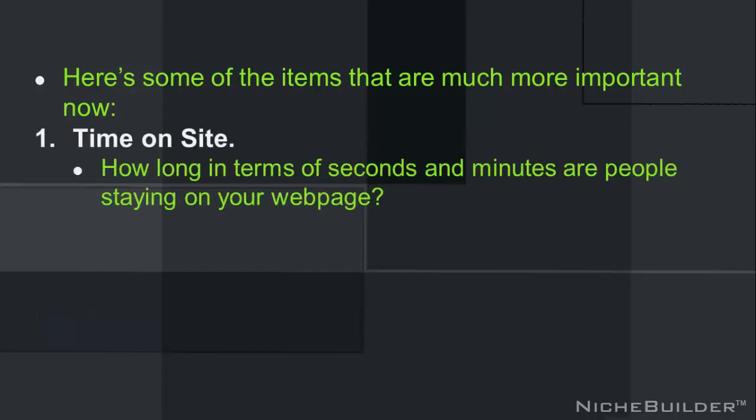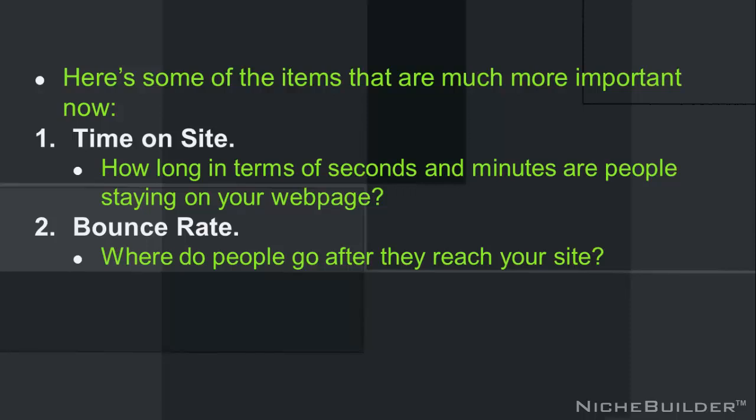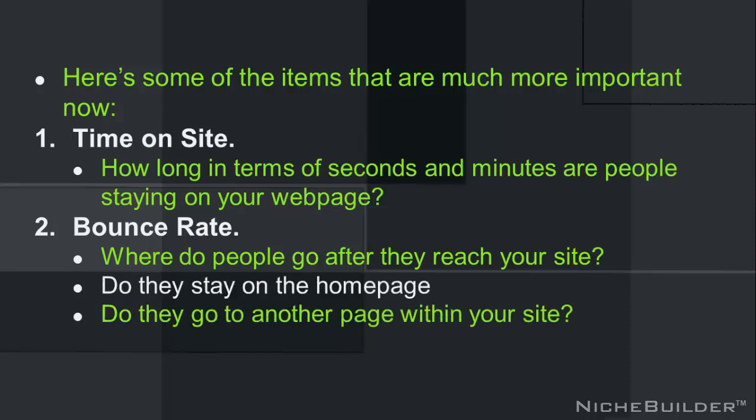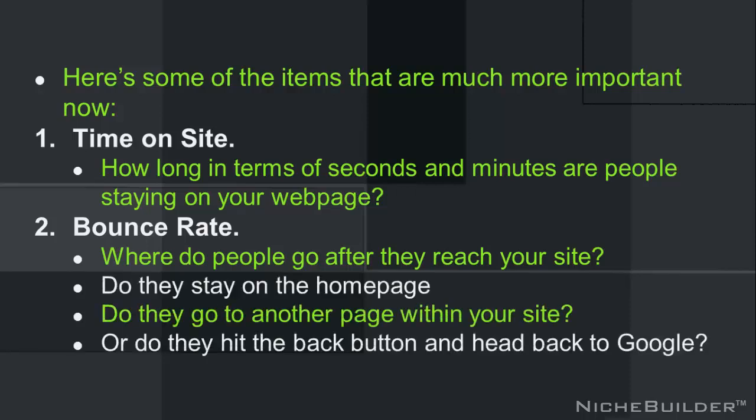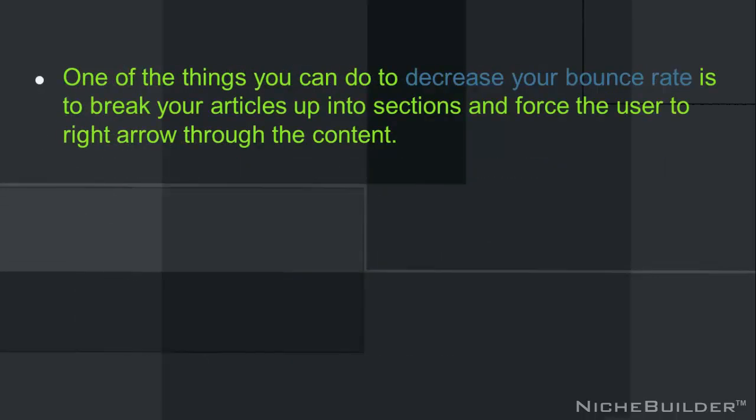Time on site. How long in terms of seconds and minutes are people staying on your web page? Bounce rate. Where do people go after they reach your site? Do they stay on the home page? Do they go to another page within your site? Or do they hit the back button and head back to Google? One of the things you can do to decrease your bounce rate is to break your articles up into sections and force the user to right arrow through the content.